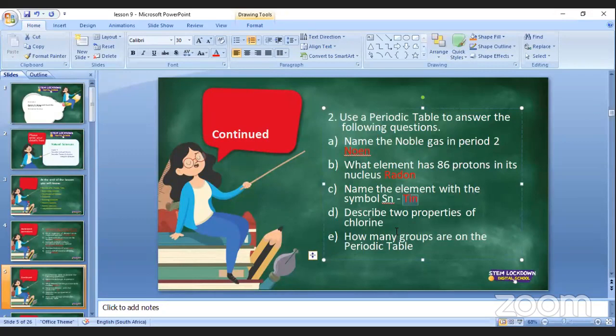Describe 2 properties of chlorine. What are properties of chlorine? Grade 9, so the property number 1 of chlorine, it is a disinfectant.